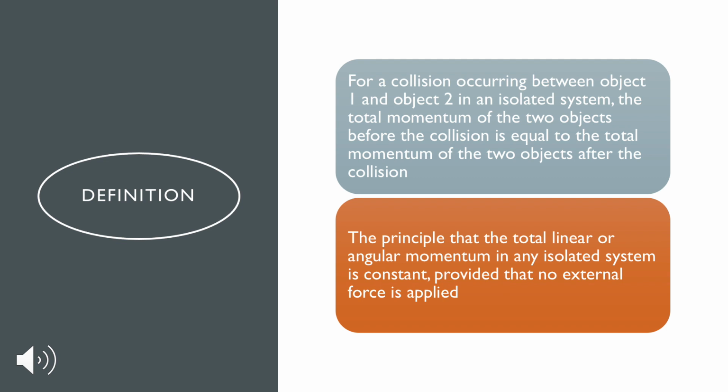The definition of the conservation of momentum is, for a collision occurring between object 1 and object 2 in an isolated system, the total momentum of the two objects before the collision is equal to the total momentum of the two objects after the collision. In other words, the principle that the total linear or angular momentum in any isolated system is constant, provided that no external force is applied.